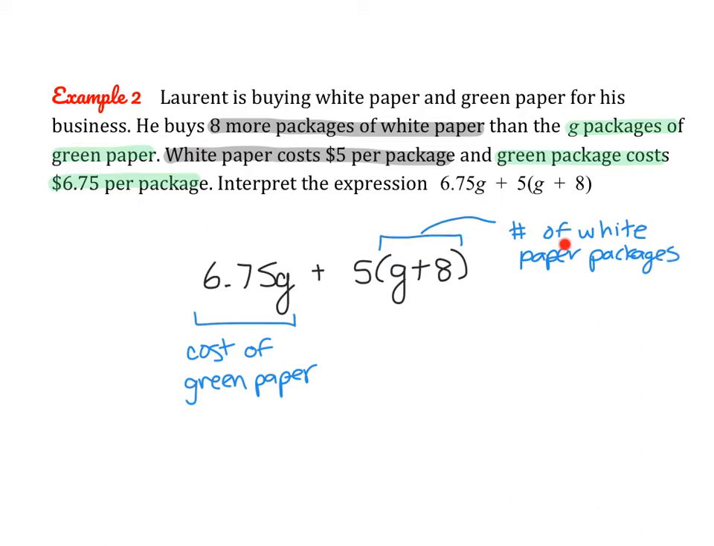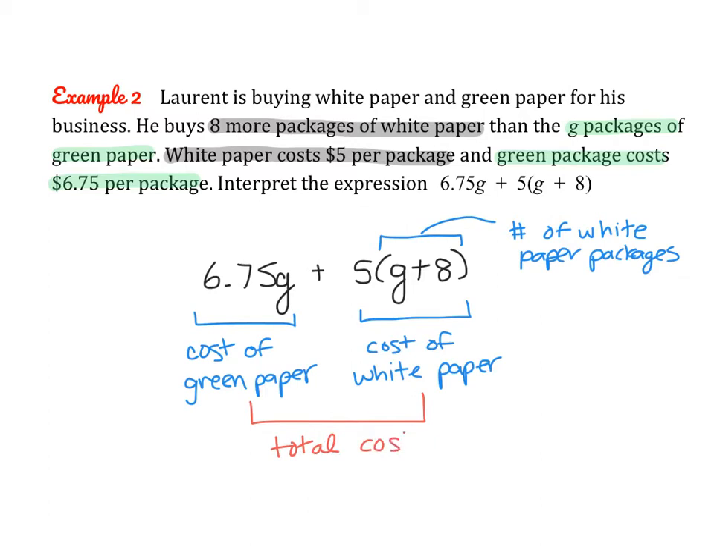So if you take the number of white paper packages and you multiply it by the cost per package, that should give you the total cost of white paper. So this first term represents the cost of all of the green paper. This second term represents the cost of all of the white paper. So since we're adding those up, this must represent the total cost of paper.